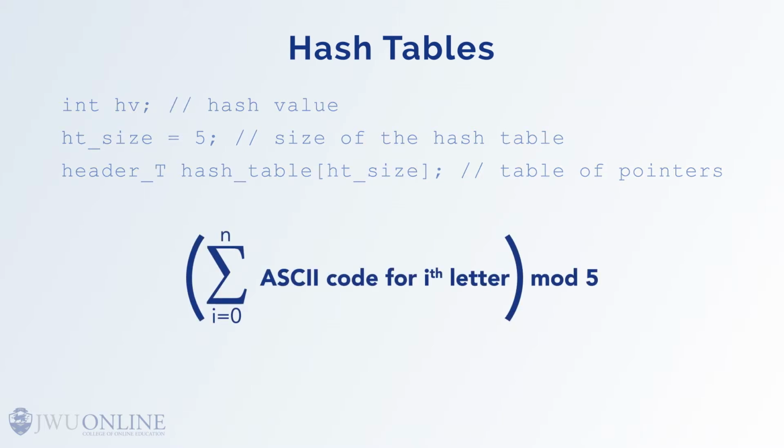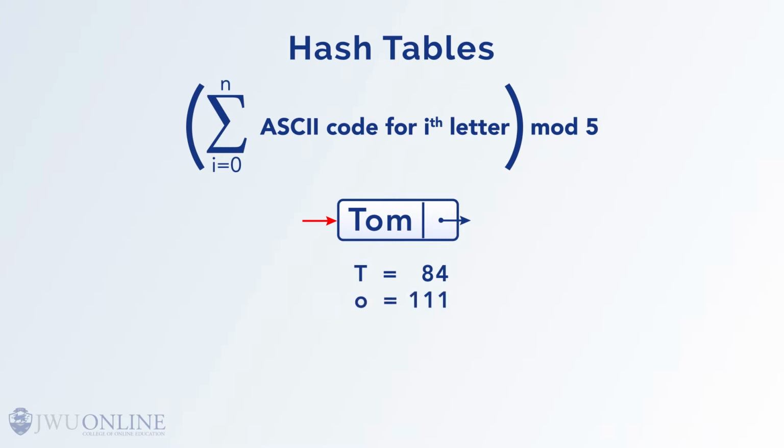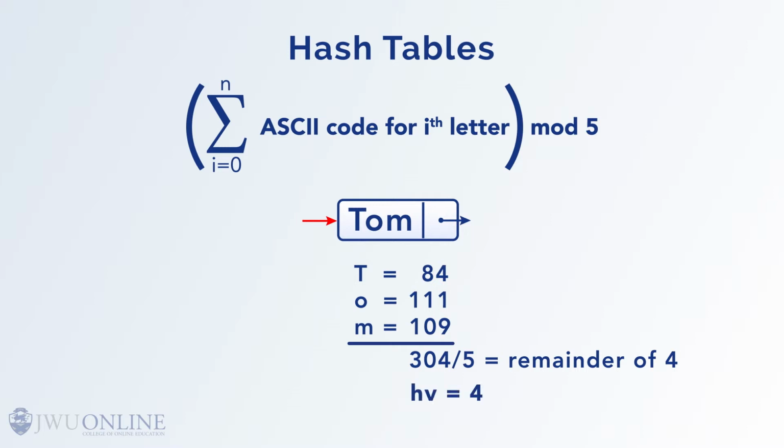Now we create a hash formula. This formula is read: the sum of all ASCII values of the letters in the name, add them together, and then mod 5. Remember, this will always return a number between 0 and 4. So let's try it. Add the name Tom. The ASCII value for this is 84 for the capital T, 111 for the small o, and 109 for the small m. This is a sum of 304. 304 divided by 5 returns a remainder of 4, and that will be used as our hash value, or HV.